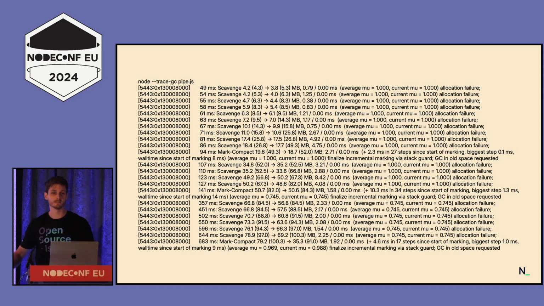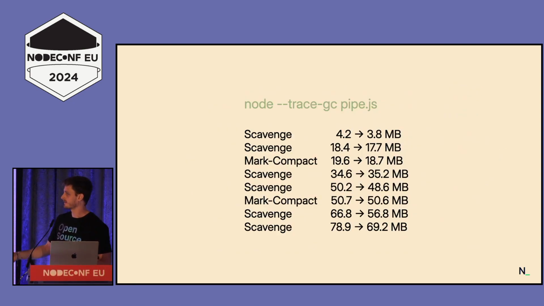If we run this script with the trace.gc flag, which basically logs all the events for garbage collection, we should get something like this. Of course, it depends on your machine. But if we clean up this mess a bit and leave only the important data, here we have different steps of the garbage collection, and on the left side we have the amount of megabytes that were allocated in heap memory before the garbage collection, and then how many of them remained afterwards.